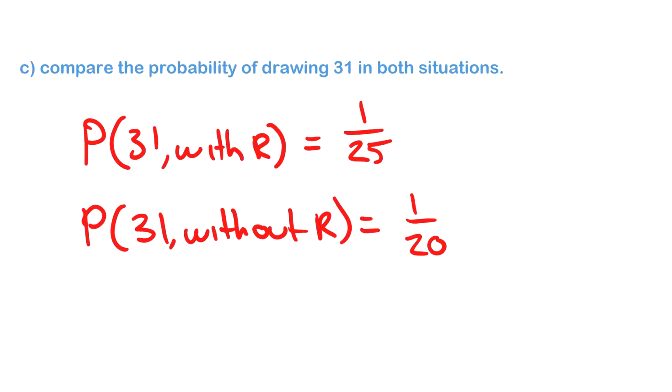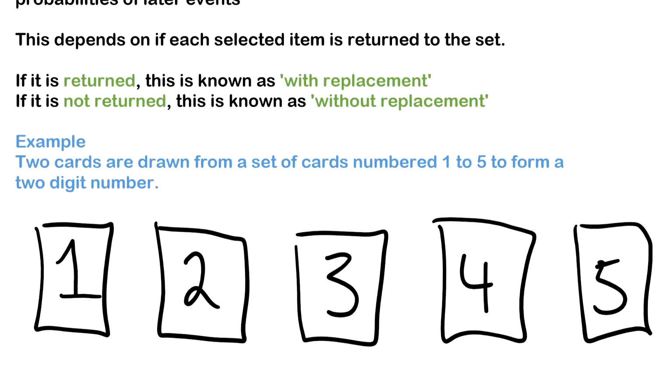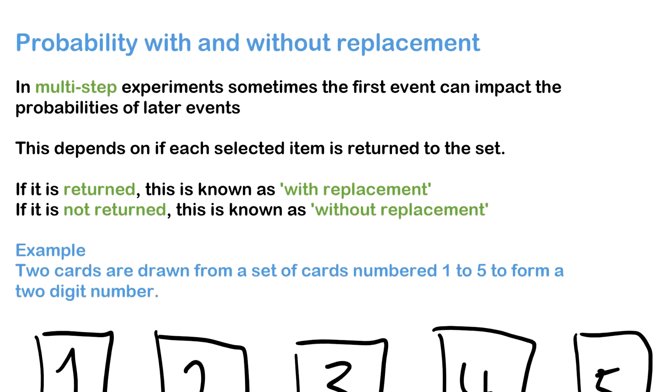Again, to recap quickly just what we did: in multi-step experiments, sometimes things can cause a change in probability later down the track. If we have an item that is returned to the data set, we know that as with replacement. It's being replaced. Now, if it's not returned, that's without replacement. And it's important to make sure you note that when you're doing your probabilities.